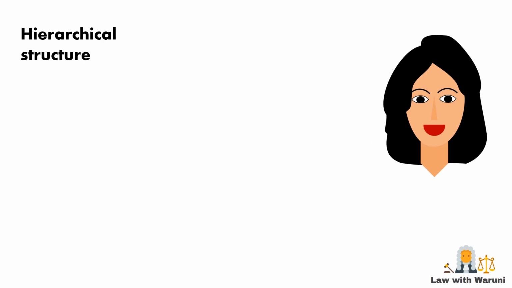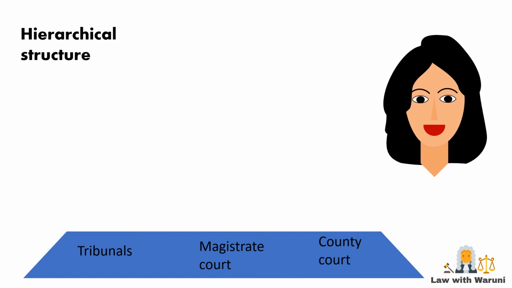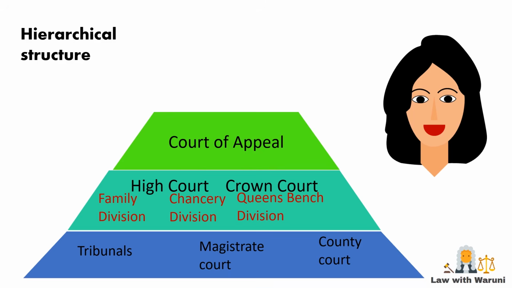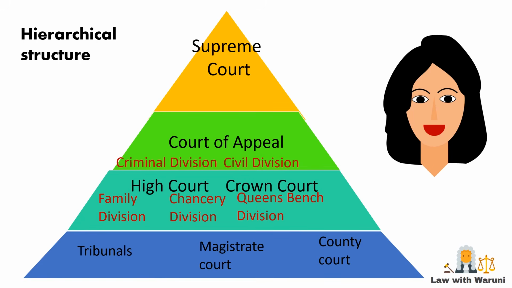I will show you the hierarchical relationship of all these courts. You can see the most inferior courts at the bottom of this triangle: Tribunals, Magistrate Court, County Court. Then you can see the senior courts, which are the Crown Court, High Court and the Court of Appeal. It is worth noting that the High Court is divided into 3 divisions and the Court of Appeal is divided into 2 divisions. Then you can see the most superior court, the Supreme Court, on top.